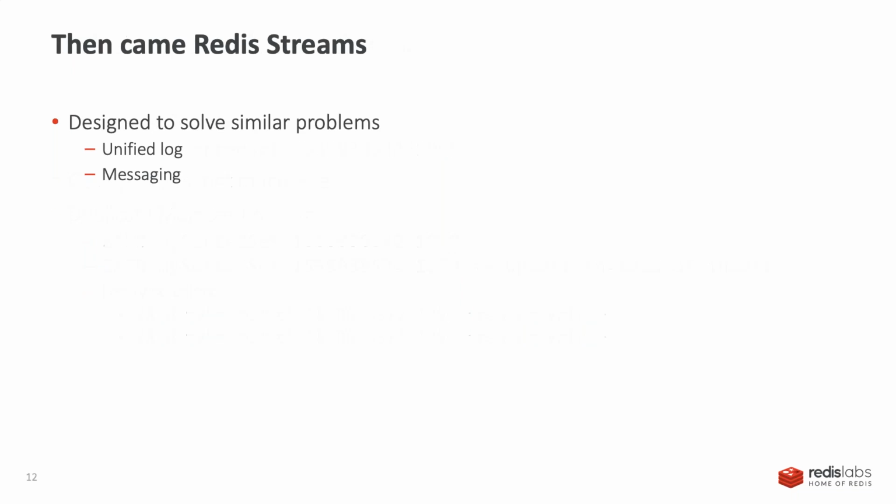Then came along Redis streams. This is something that came out in Redis 4.0, so it's not that old. It's been around for a little over a year. It was designed to solve some similar problems. Mainly it's used for building application architectures, with a unified log idea, where you'd have different processes updating, and you would read those back to determine the state. Similar ideas of messaging, and it would fill a lot of niches that you'd have in very large architectures.